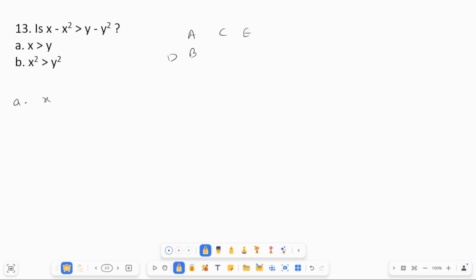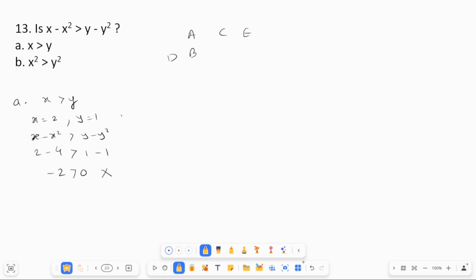First statement, it says that x is greater than y. Say x is equal to 2 and y is equal to 1. Does it satisfy the given statement? Yes, it does. Now, let's substitute these values into this inequality: x minus x square greater than y minus y square. So, 2 minus 2 square, which is 4, greater than 1 minus 1. So, that means minus 2 is greater than 0. Is this true? No.